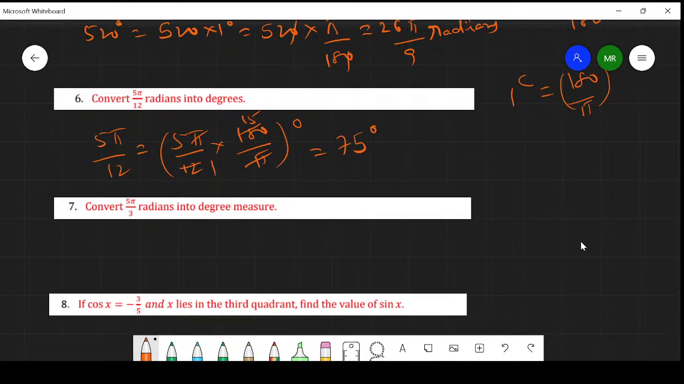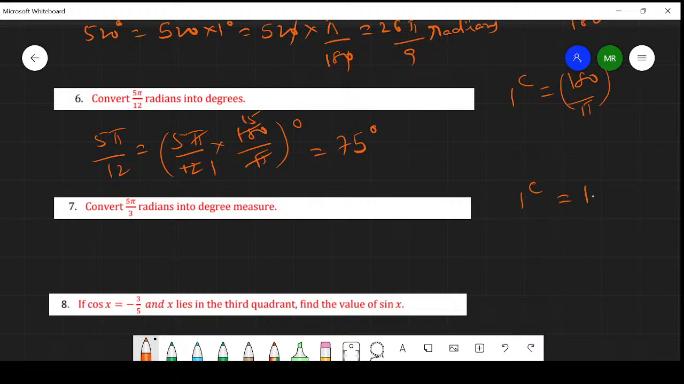See the similar one: convert 5 pi by 3 radians to degree measure. Why am I asking, sir, the same problem repeatedly? They are asking this type of problem for 1 mark. That is the reason I am repeating the problems. Now see the next one. Radians into degree measure.